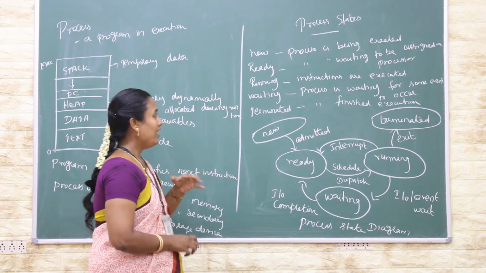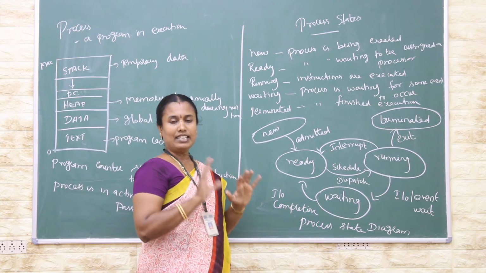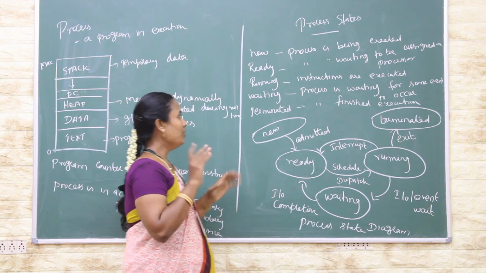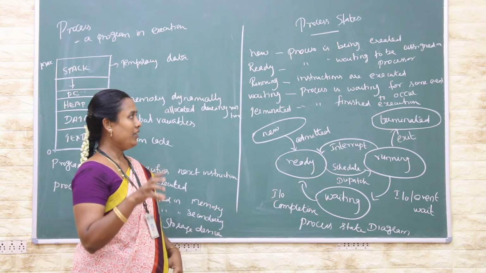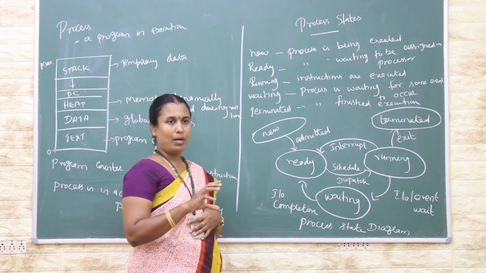Next, running. Running means your instructions are executed. In that state, your process is in the running state. Then waiting. Waiting means the process is waiting for some event to occur, for example, any IO request.